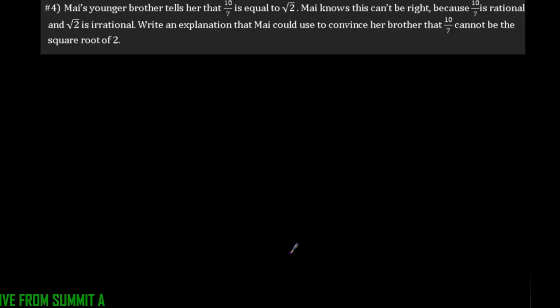For number 4, it says Mai's younger brother tells her that 10 over 7 is equal to the square root of 2. Mai knows that this can't be right because 10 over 7 is rational and square root of 2 is irrational. Write an explanation that could be used to convince her brother that 10 over 7 cannot be the square root of 2. So you could say it's something like this.